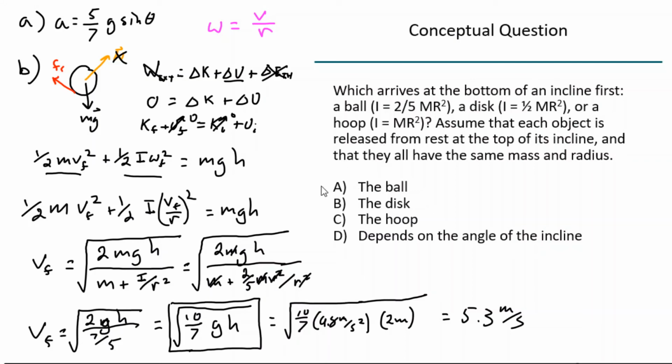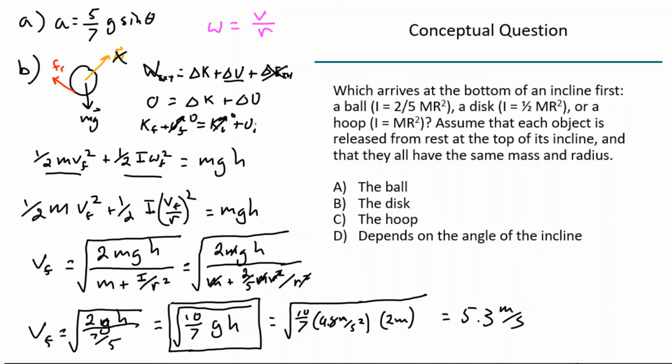Alright, well here, the correct answer is the ball reaches the bottom of the incline first. And the reason for that is it has the smallest moment of inertia. If I look at this equation I wrote here for v final, the bigger this moment of inertia is, the smaller the final velocity is. So the slower it's going to be going when it reaches the bottom of the incline.